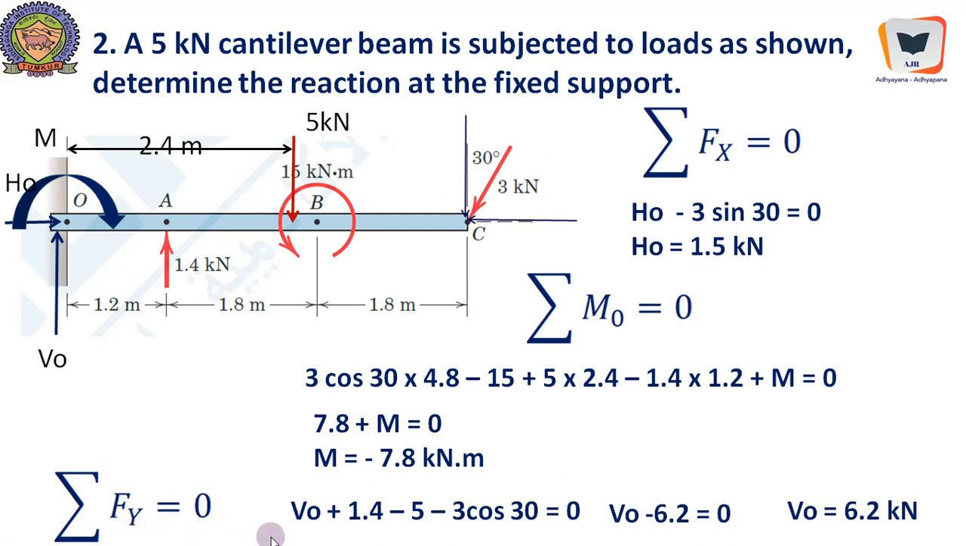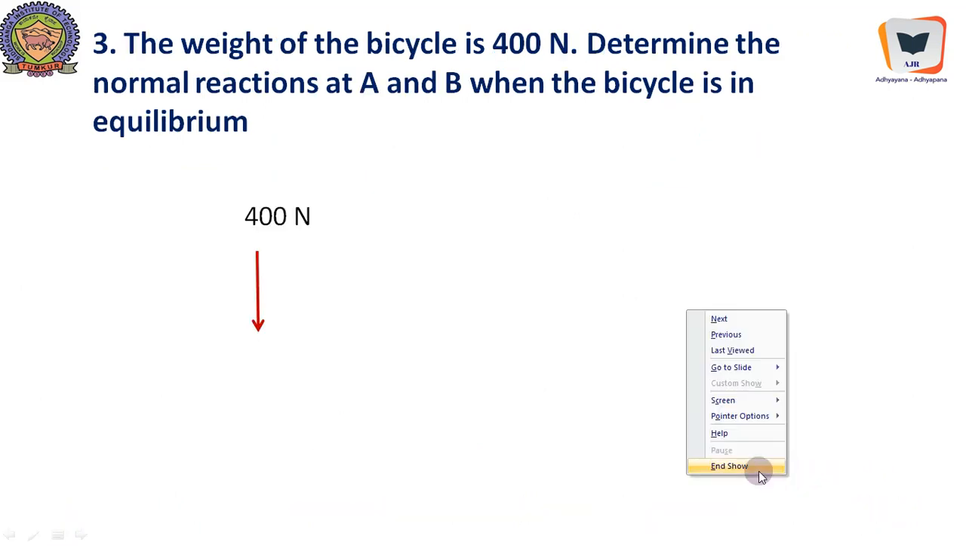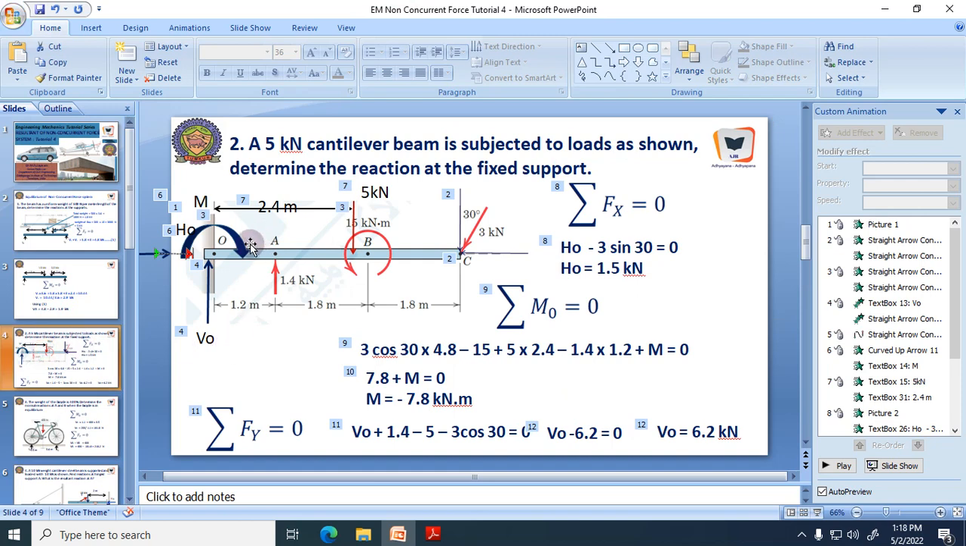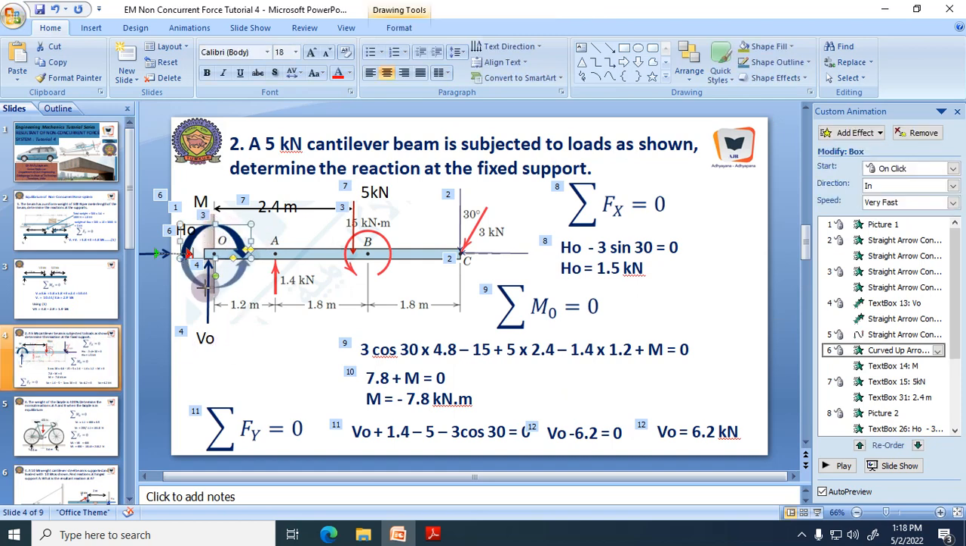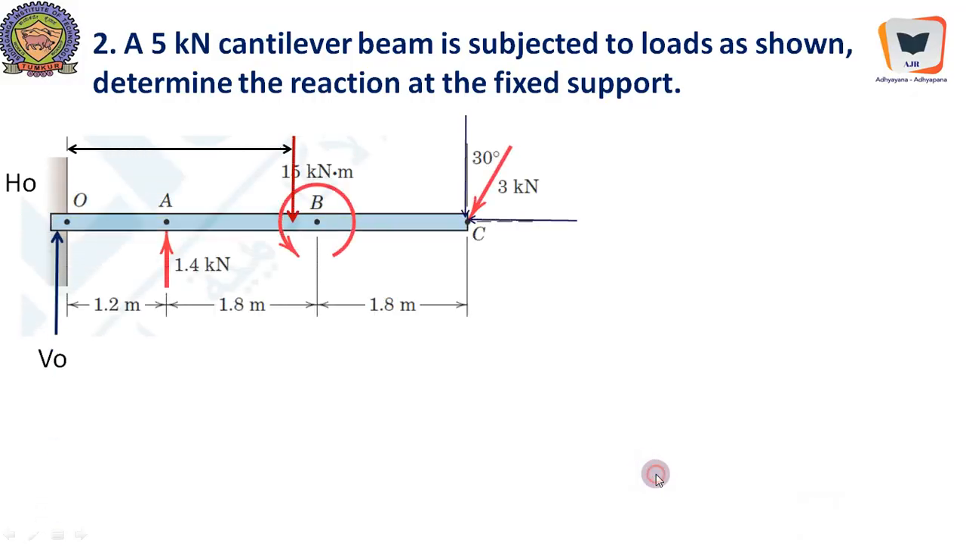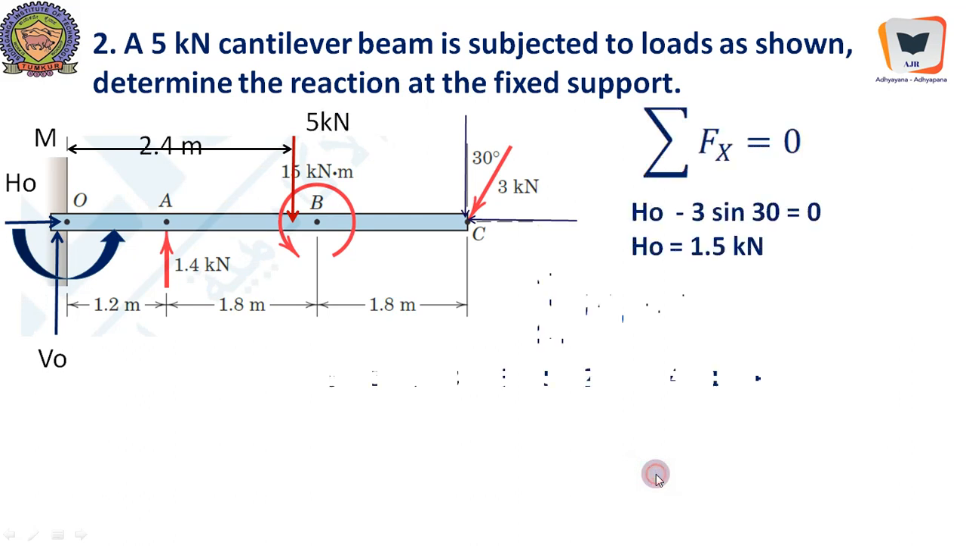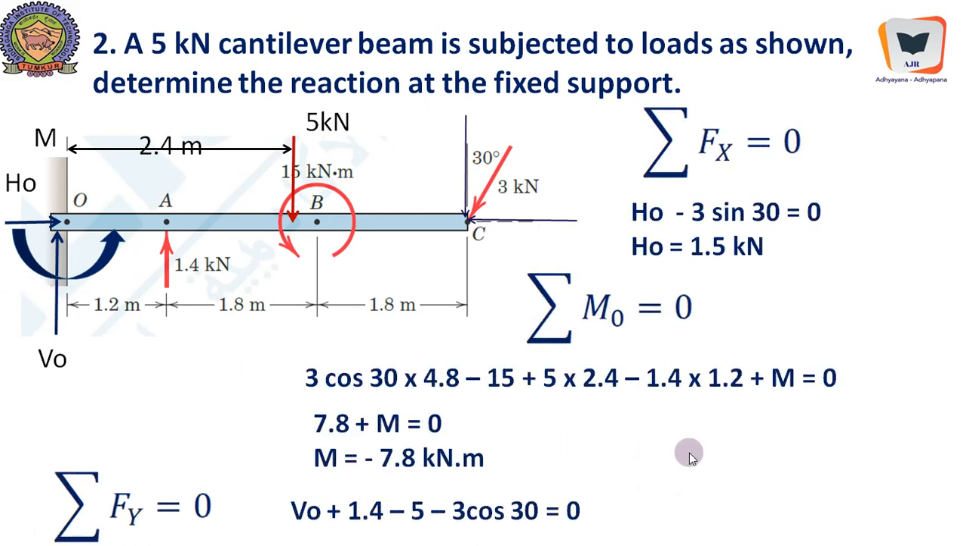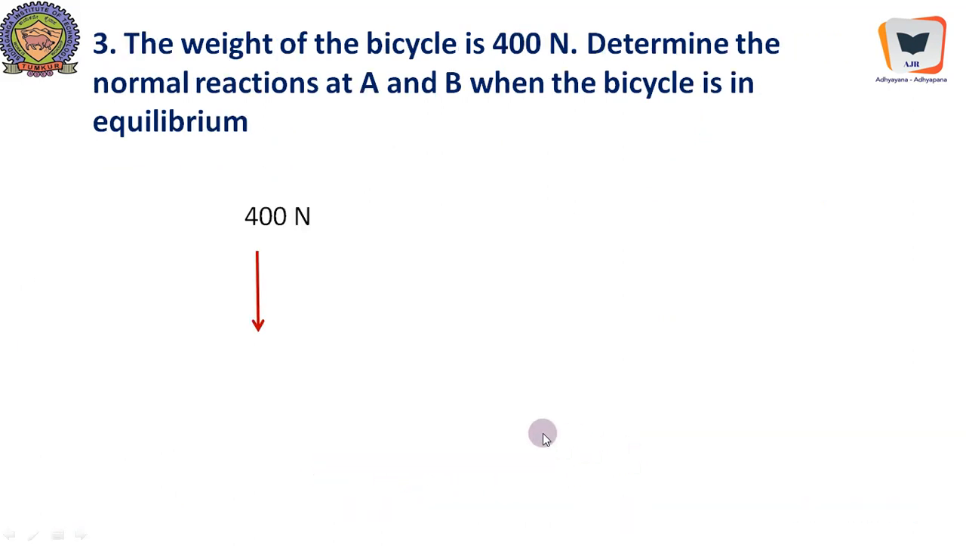So sigma Fy equal to 0, so V0, that is V0 going up, plus 1.4, that is also going up, minus 5, rest of the forces are negative, 3 cos 30, so it will give us V0 equal to 6.2 kilonewton. We will change the direction of that, otherwise it will become wrong on our part. So it should be like this. Everything we have found out, and we should change the direction of this moment reaction because it is giving us a minus value. So our assumption was wrong.